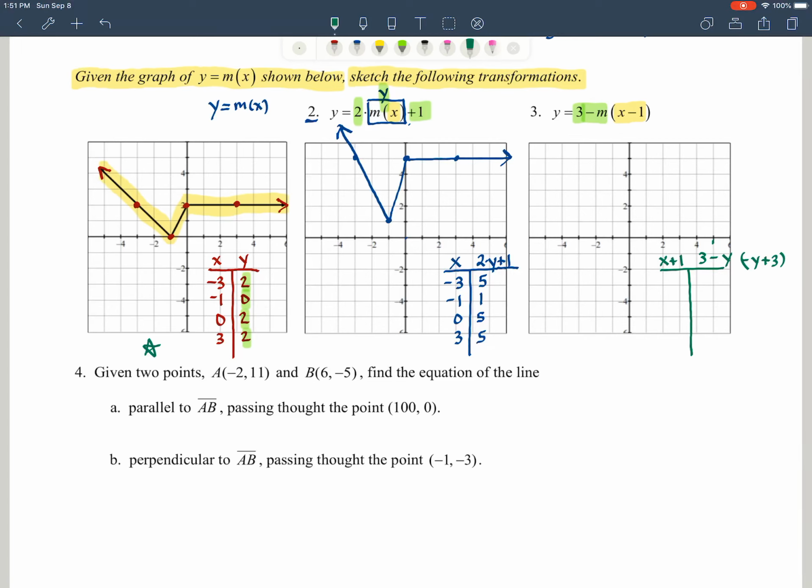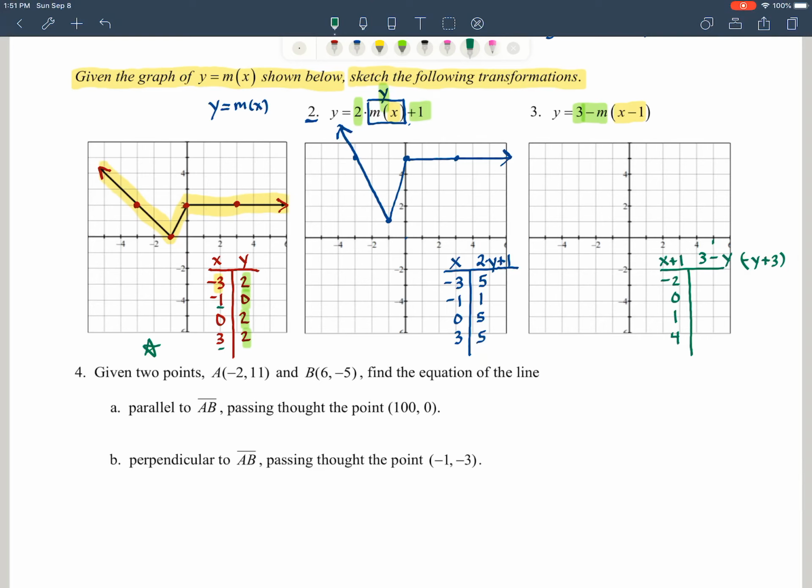So starting out here, let's look at our x coordinates. The very first x coordinate we have is negative 3. So that negative 3, when we add 1, is going to give us a negative 2. Our negative 1 over here, when we add 1, is going to give us 0. 0 plus 1 is 1, and then our 3 plus 1 is 4.